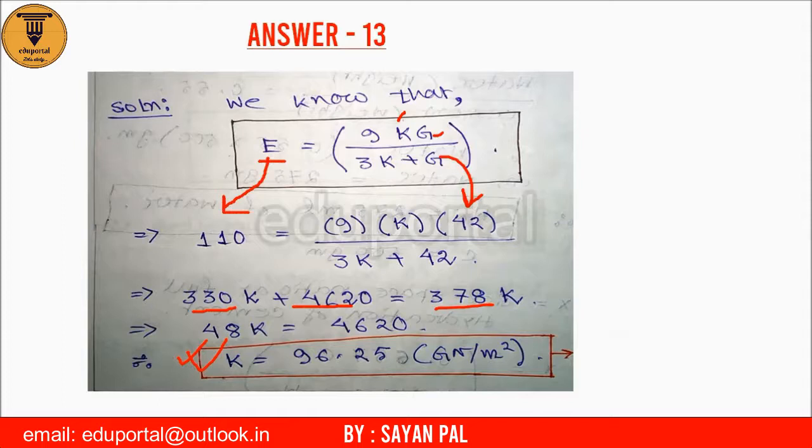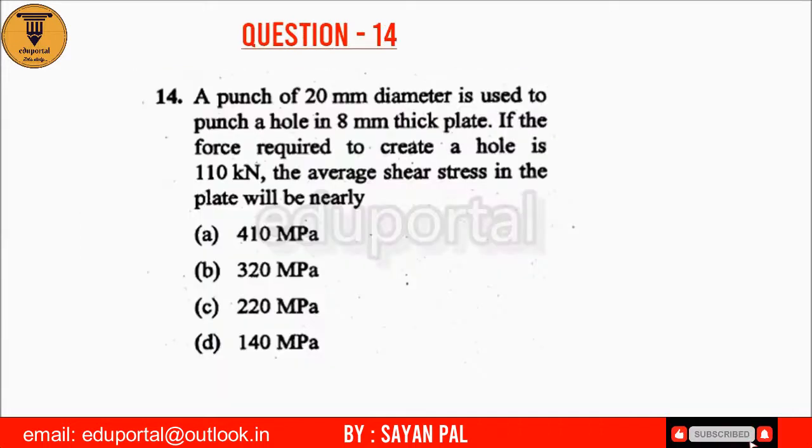Okay, now let's move on to question number 14. It says a punch of 20 die is used to make a punch hole in an 8 thick plate. So the diameter of the hole is 20 and it is made in a plate of thickness 8, and the force required to do the same is 110 kilonewton. We need to determine the average shear stress in the plate. Here the answer will be 220 MPa. Okay, so we will see how it's coming.